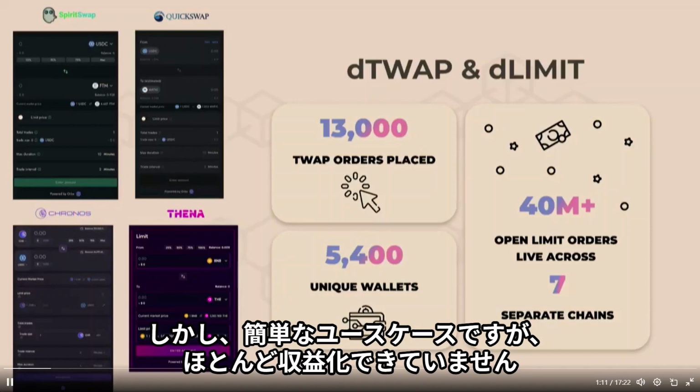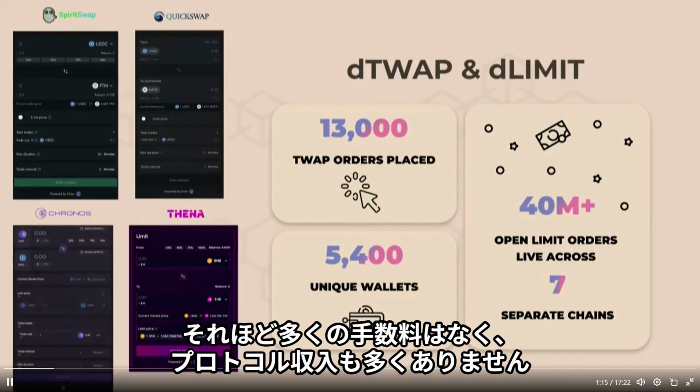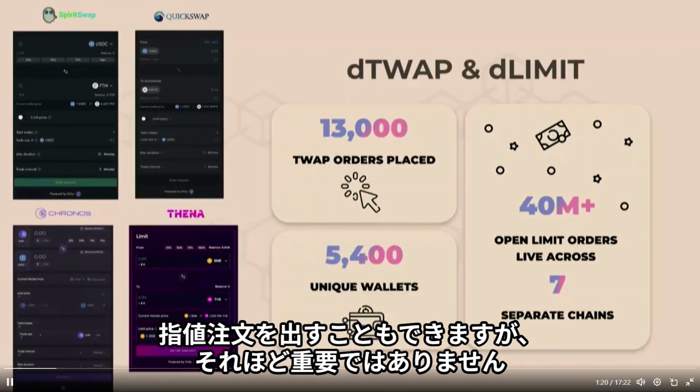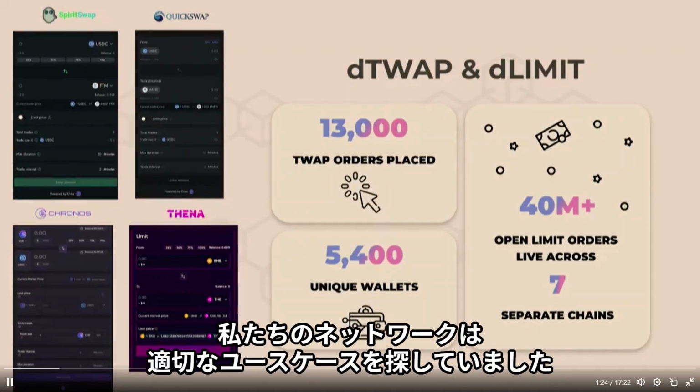But that's, I would say, an easy use case. One, it's not something you can really monetize. There's not so much money in this, not so much protocol revenue. You could put a little bit of a fee on limit orders, but it's not that interesting, not that material. And also, we feel like our network could do compute that's more robust, and we wanted to look for the right use case to use it for.